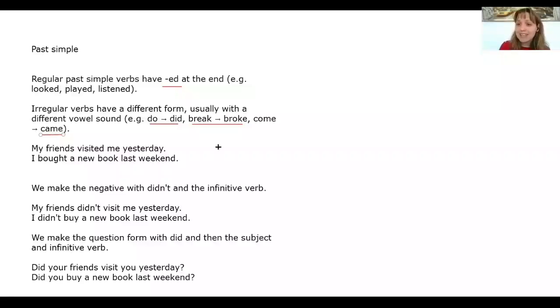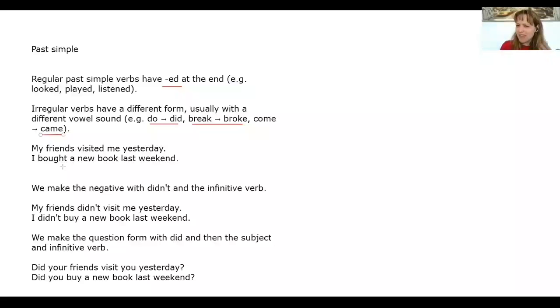So how do we make a sentence in the past simple? Well, here you have an example. My friends visited me yesterday. In this case, it's a regular verb ending with ed. Then we have another example. I bought a new book last weekend. In this case, the verb is buy, but in the past simple is bought.